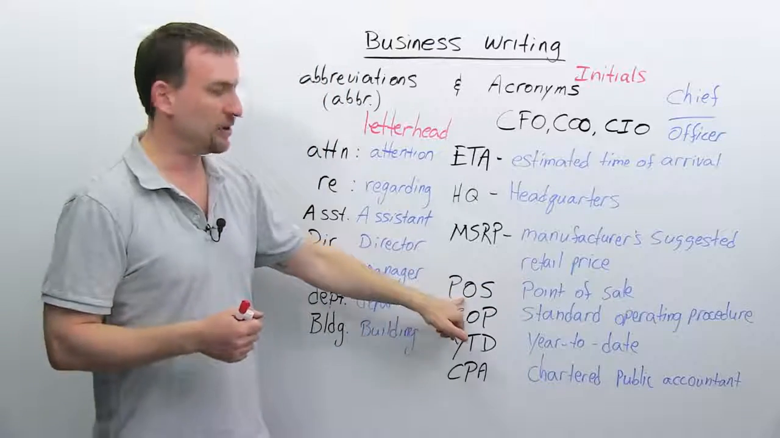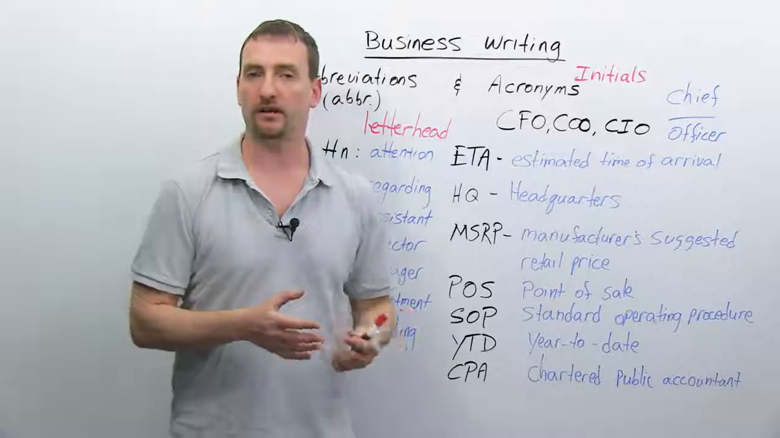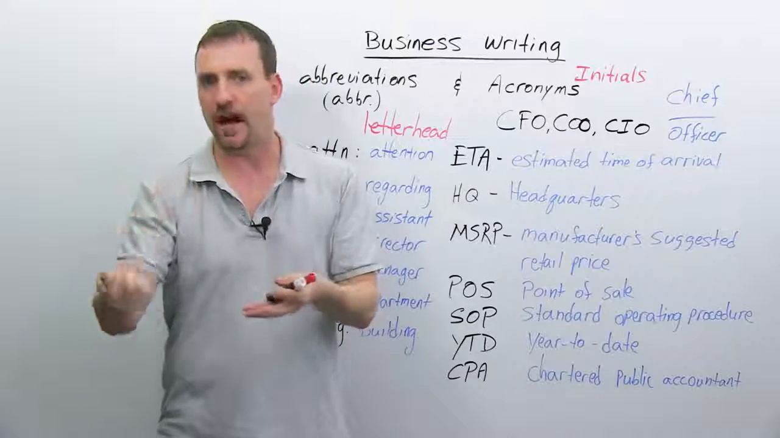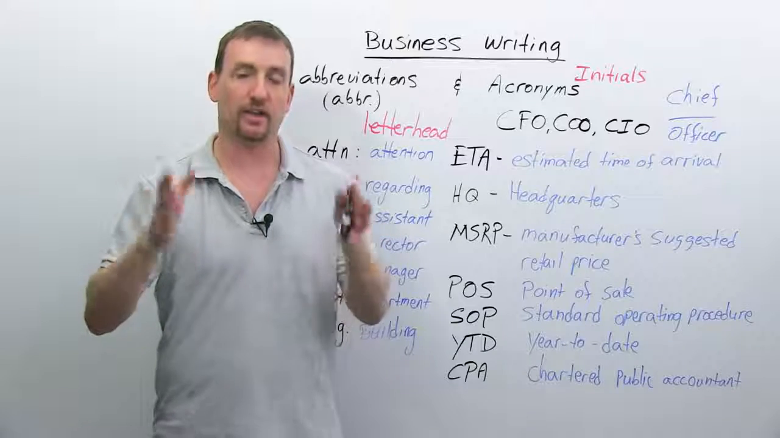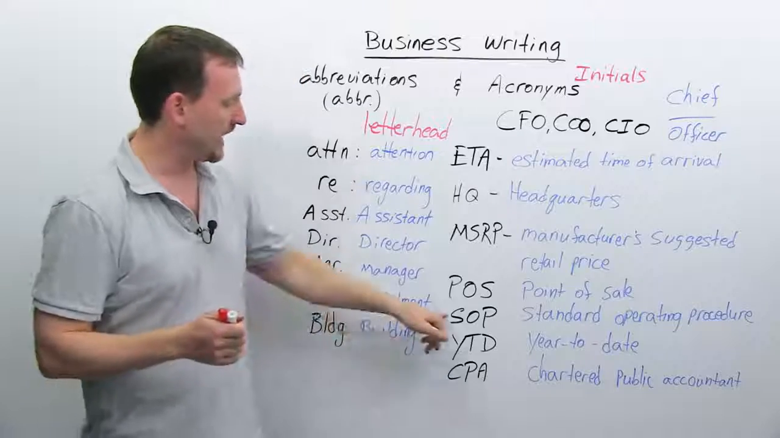Okay? POS, point of sale. So then you go into a store, you find the product you like, you want to go pay for it. The cash register, the machine where you actually pay or put your card or whatever, that's called the POS, the point of sale. Okay? SOP.